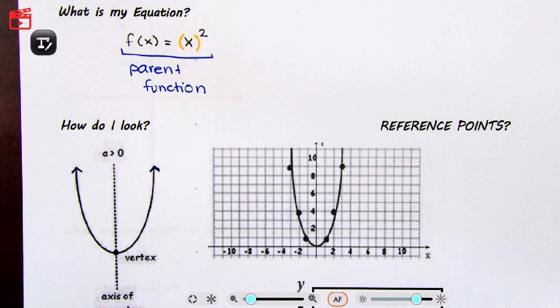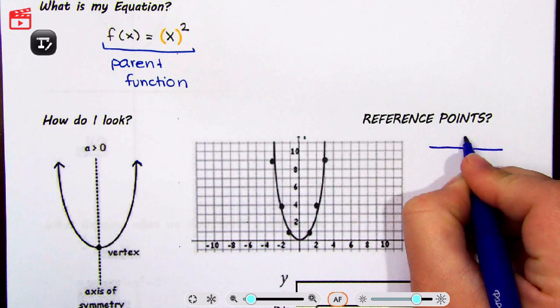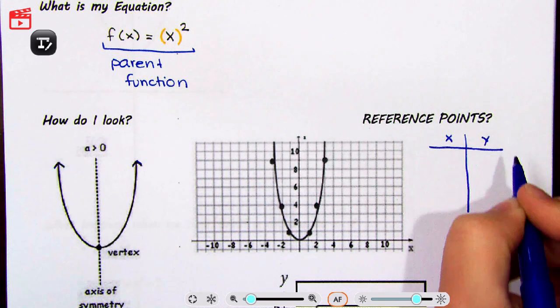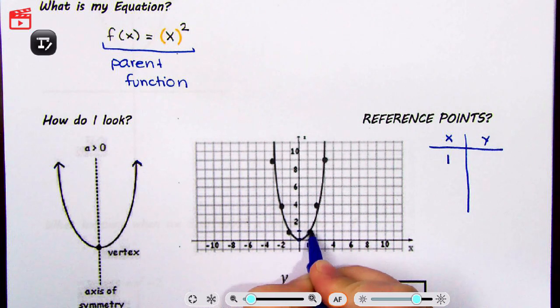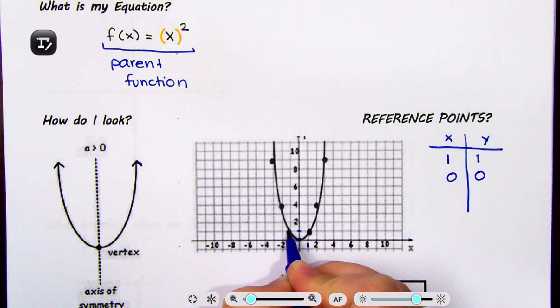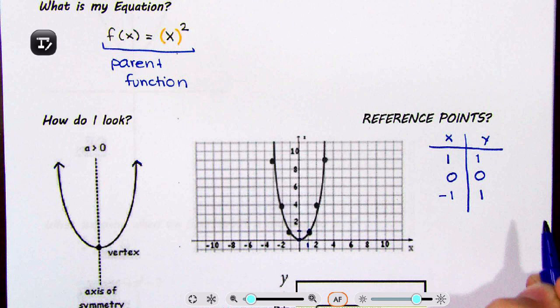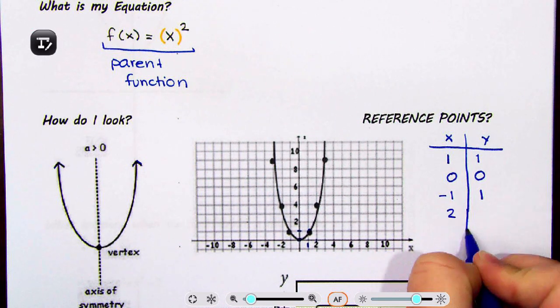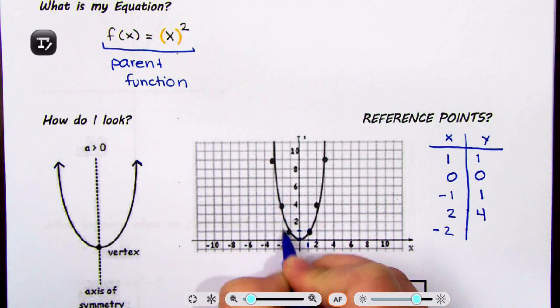It also means that we have reference points. These reference points are points that, if we were to make a t-chart, here's your x, here's your y, on this parent function, on this very basic quadratic equation, if I was to input 1, my output would also be 1. If I was to input 0, my output would also be 0. If I was to input negative 1, my output is also 1. If I was to input 2, my output would be 4. And if I was to input negative 2, my output would be 4.